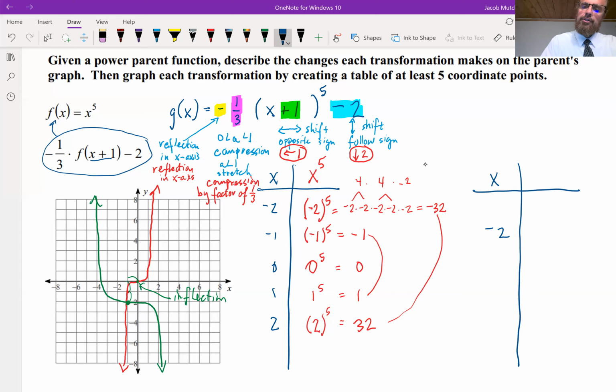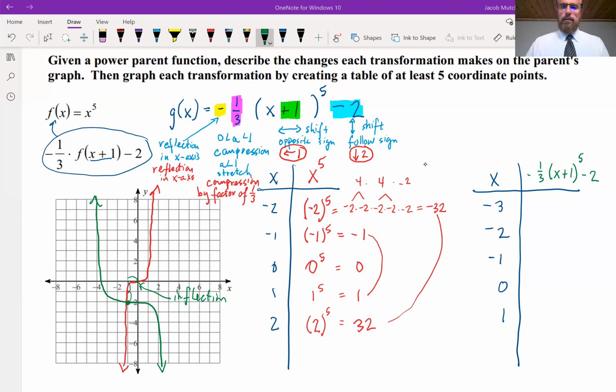I think I should probably include -3 if our graph is shifted one to the left. So I'm just going to go -3, -2, -1, 0, 1. Probably don't even need to go to 2. And that function is the g of x function that we wrote there. So I'm going to write it here. It's -1/3 parentheses x plus 1 to the power of 5 minus 2. What I'd like to do is go get a table of values for that one.